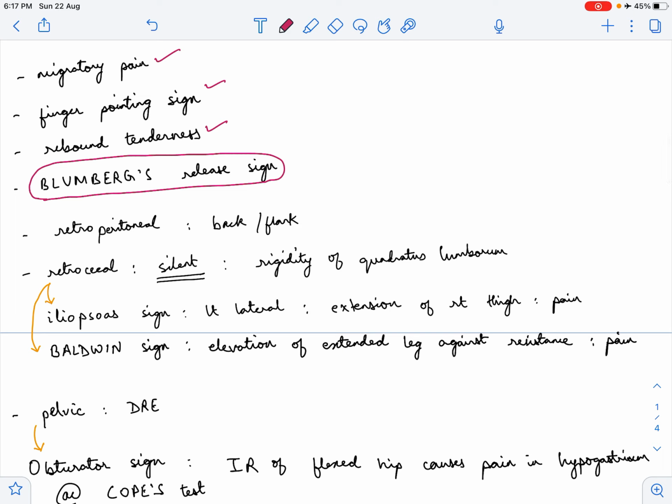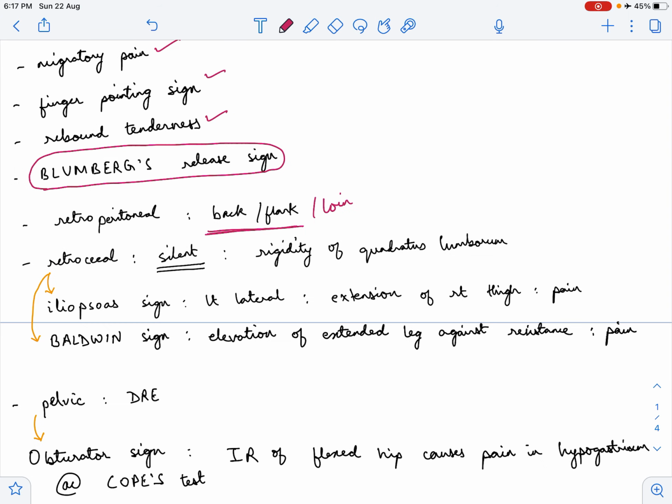When you get an appendix which is retroperitoneal in position, you will get back pain or flank pain or loin pain, because that is the part of the abdominal wall where the inflamed appendix is in touch. Now, supposing the appendix is retrocecal and retroperitoneal, you might get a silent appendicitis. This is because it is not in contact with the peritoneum. Therefore, it will be a silent appendicitis.